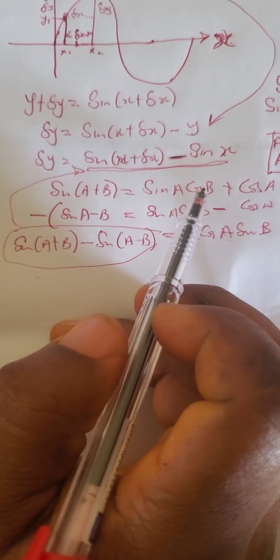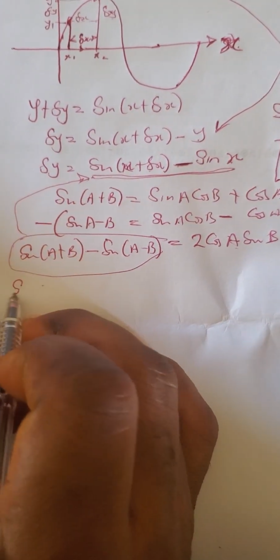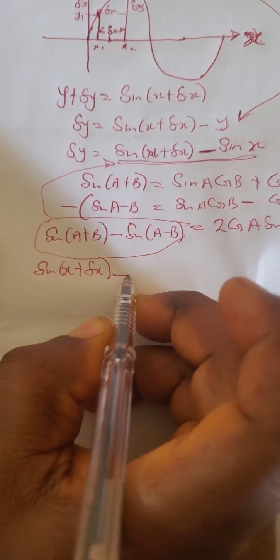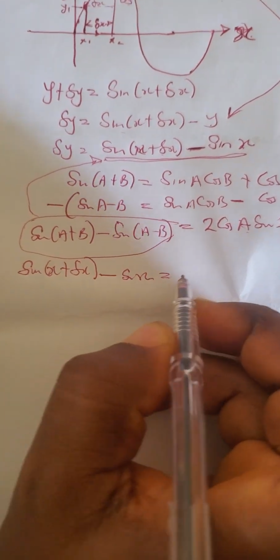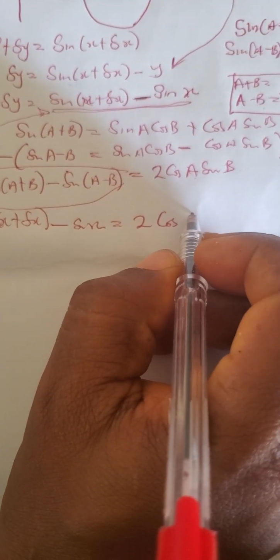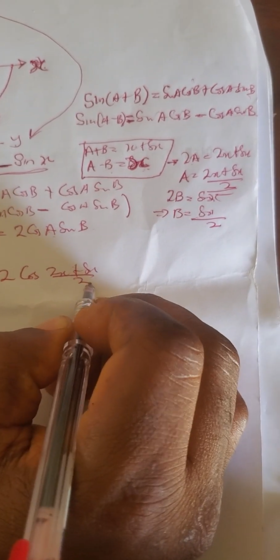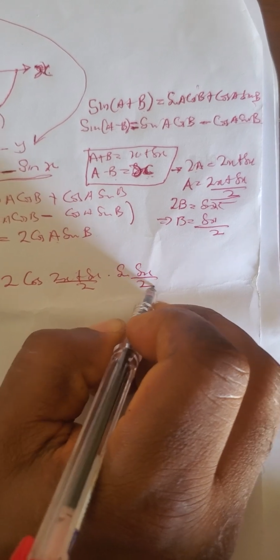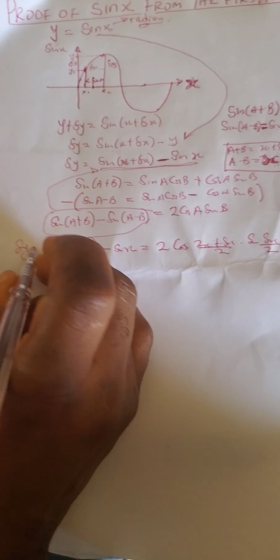I'm making reference to this expression here. So you can write sine x plus delta x minus sine x. You can rewrite it in this form as 2 cos, for my a is 2x plus delta x over 2, 2x plus delta x all over 2, then times sine delta x divided by 2. So this expression I have here is actually delta y.